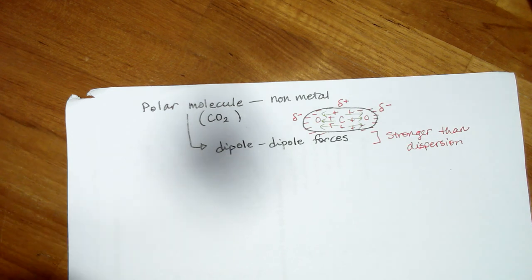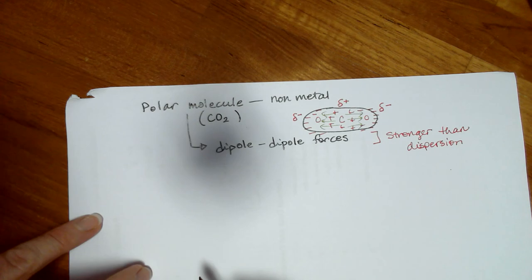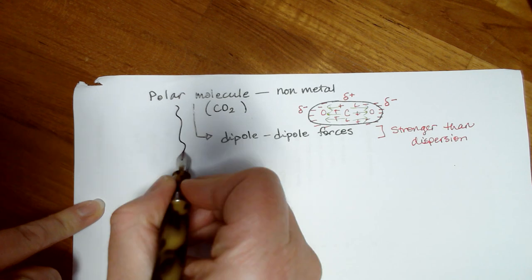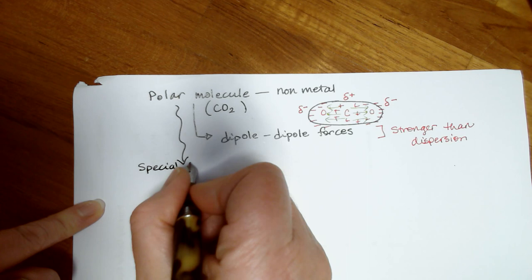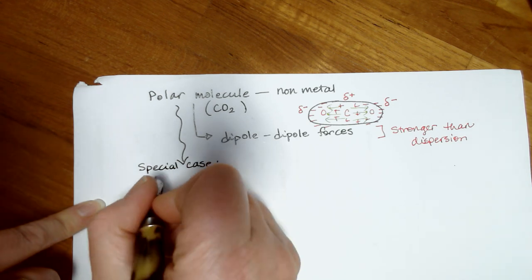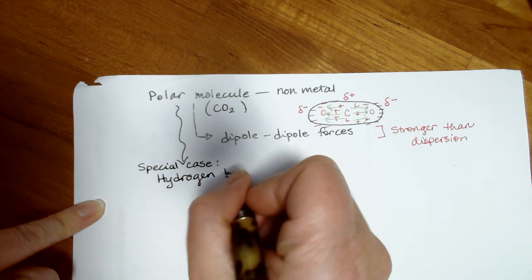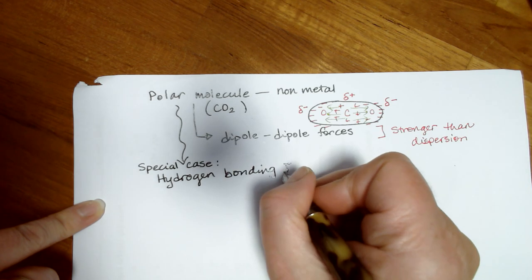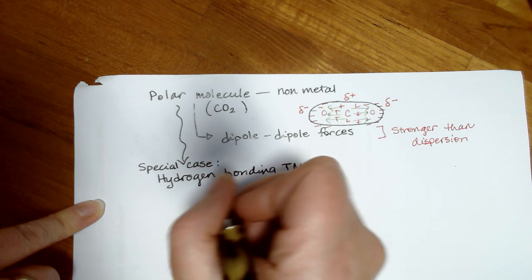All right, so we have a special case of polar molecules, and this is a situation where we have a very strong polar bond. This is really just a special case, but we do give it its own category. In this case, we have what we call hydrogen bonding. I'm going to be really clear and just call these hydrogen bonding intermolecular forces to distinguish them from an actual hydrogen bond to something.